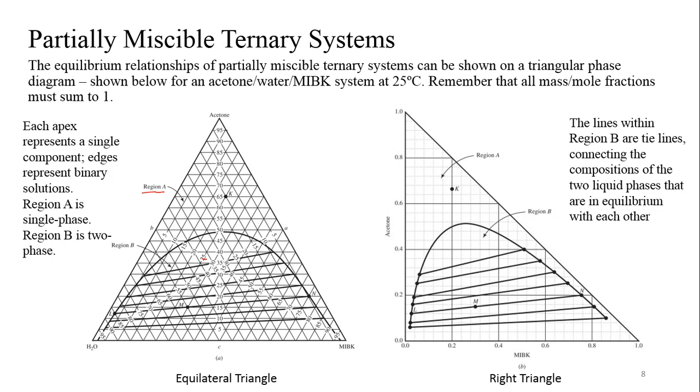Okay. So the equilateral triangle is one way of representing this. It's not the only way. It's somewhat convenient in the sense that you can read off all three components directly. Not as easy to make. It's easier to maybe make the right triangle ones. So let's take a look at the same system on a right triangle diagram here.